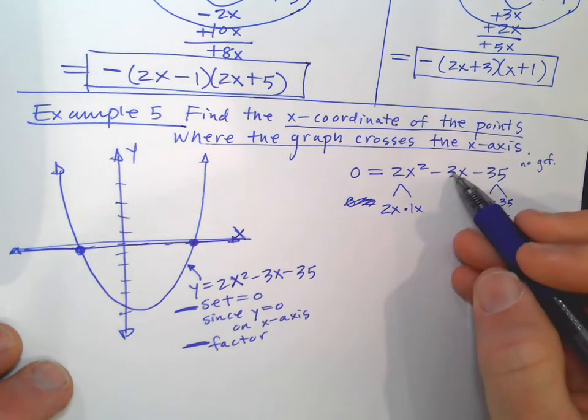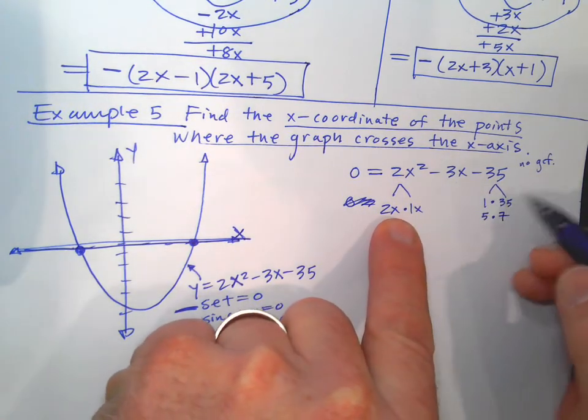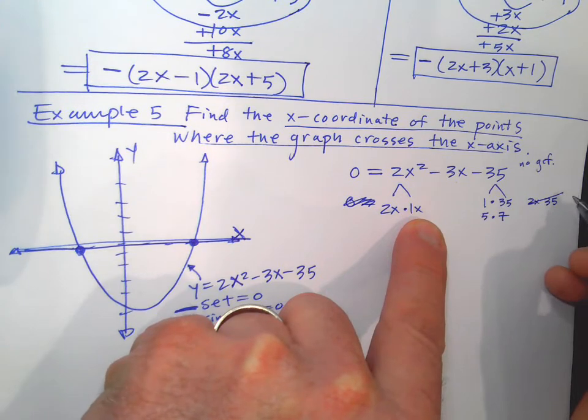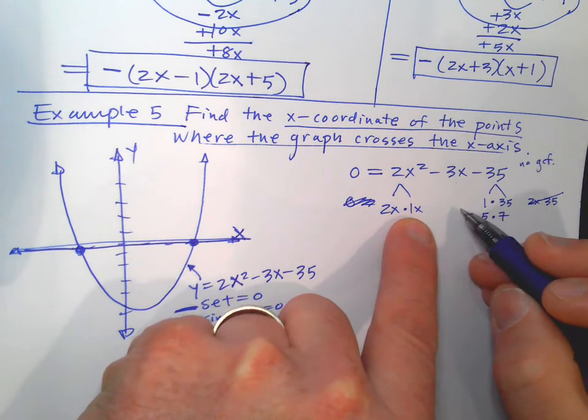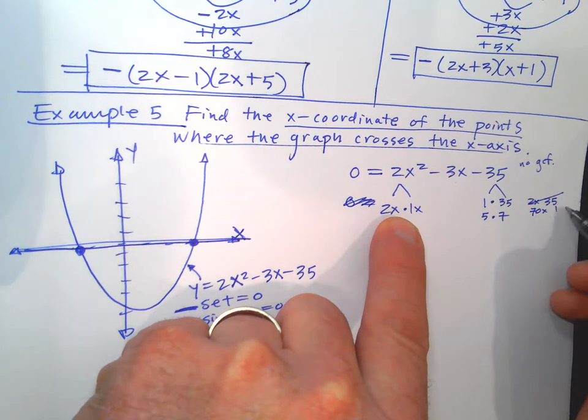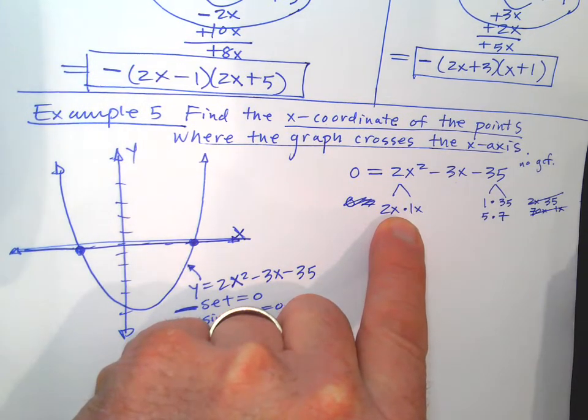Now, I need to get a 3x in the middle. So if I do this one, it's going to be 2x and 35x. No way. Okay, what if I switch the order? If I did the 2 times 35, it would be 70x plus 1x. No way. You're not getting 3 from that. So it's probably not that one.